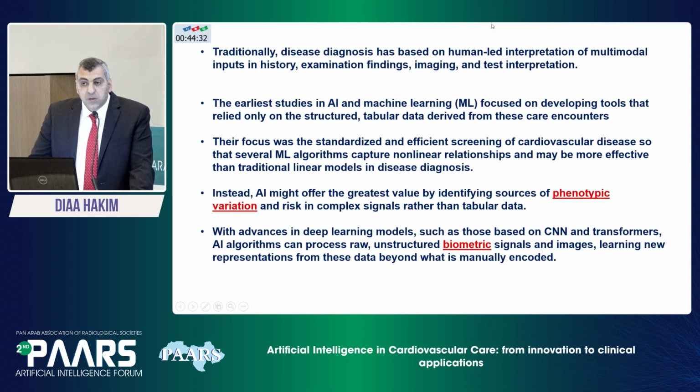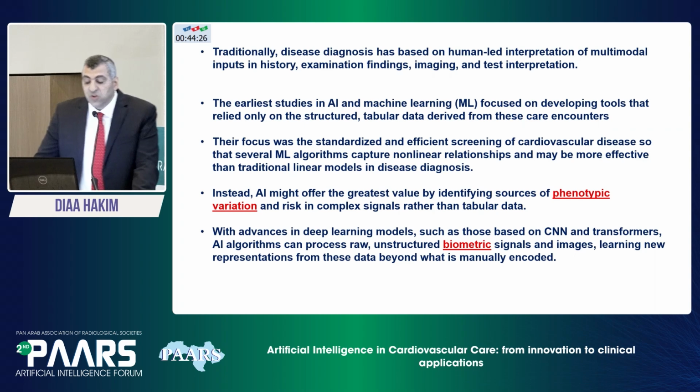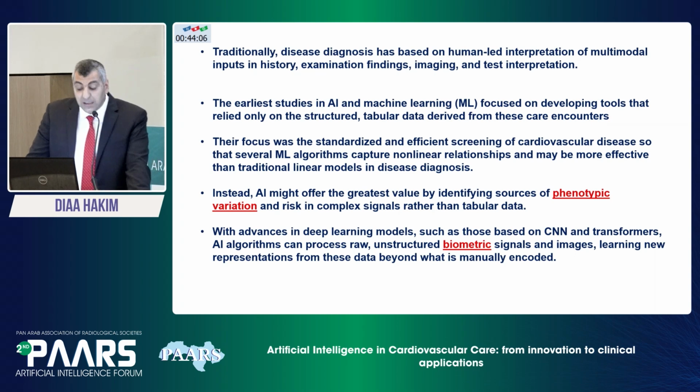The earliest studies using AI, machine learning, focused on developing tools that relied only on structured tabulated data derived from the health records. Their focus was to standardize an efficient screening of cardiovascular disease so that several machine learning algorithms capture nonlinear relationships and may be more effective than traditional linear models created by humans. But these models were not successful, especially when we compare them head-to-head with the individual models.